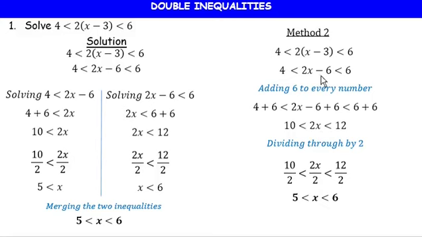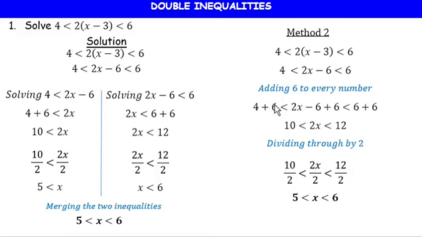So how can we eliminate this negative 6? By adding 6 to it. But then the moment you add 6 to the expression in the middle, you have to do the same for all the three sides. So if I'm adding 6 to the middle part, I have to add 6 to the left part and also add 6 to the right part, right? So I'm going to add 6 to every term, right?